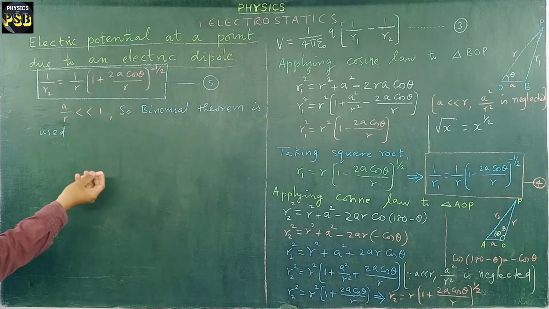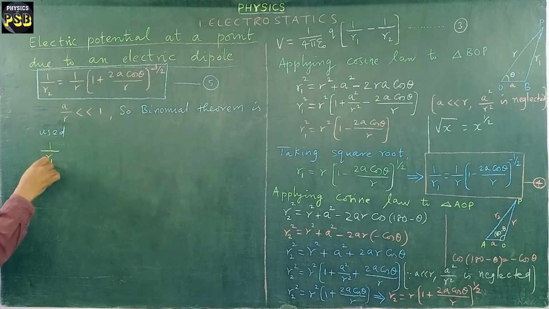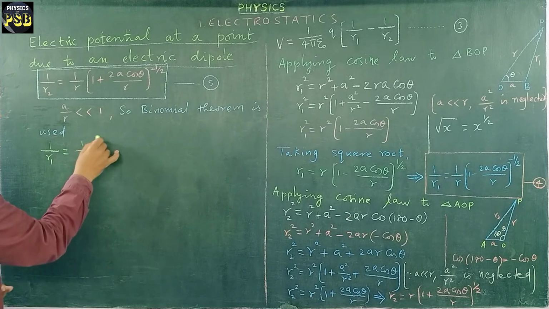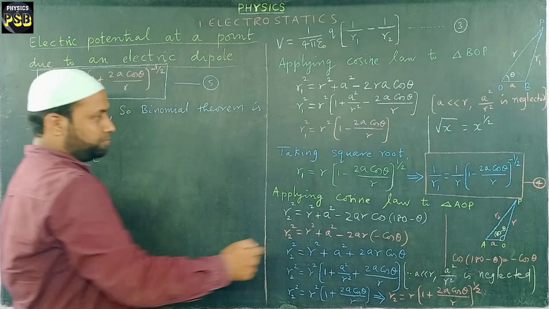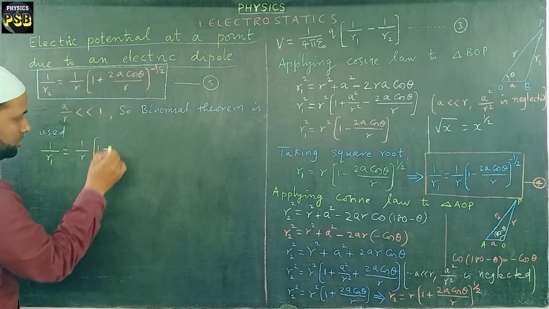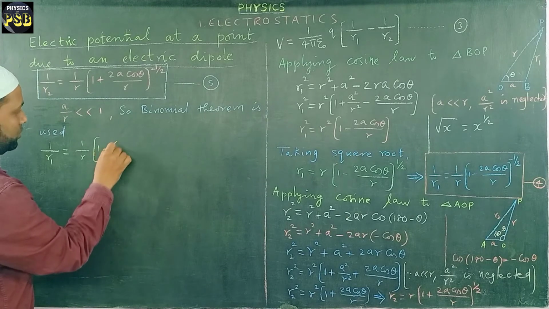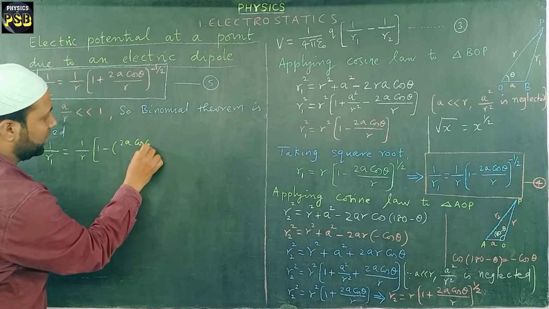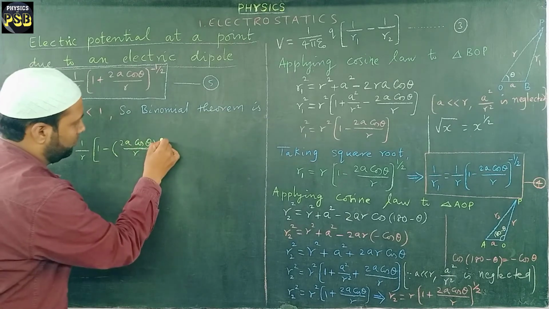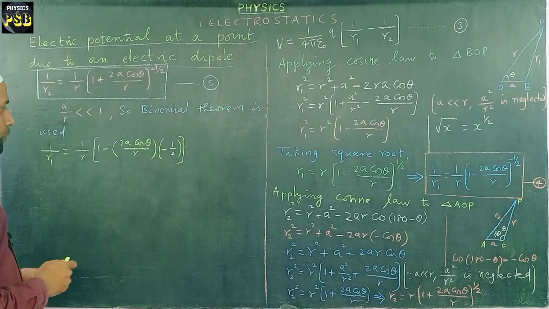So equation 4 will become something like this: 1 upon R1 equals 1 upon R. See what is done here? 1 is kept as such, then this term, 2a cos theta upon R, is multiplied with the power. What do you have there? Minus half. We get this term.